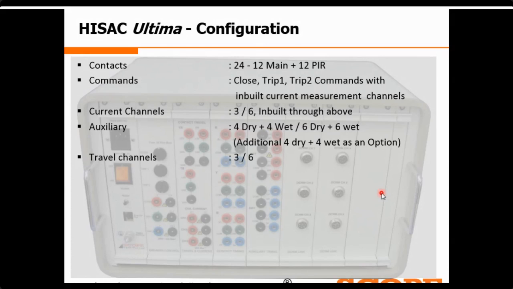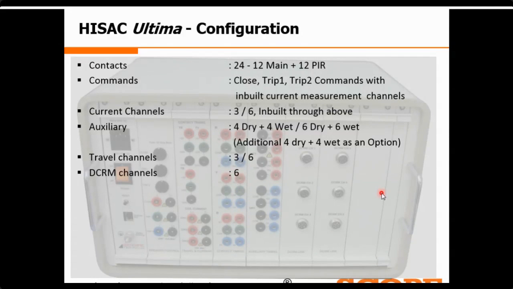Now for the travel channels up to 400 kV, we know that 3 travel channels are enough. So as per the standard supply, we are providing 3 travel channels up to a 400 kV circuit breaker. And for a 765 kV circuit breaker, we are providing up to 6 travel channels. So it can be upgraded as well, like the coil current.